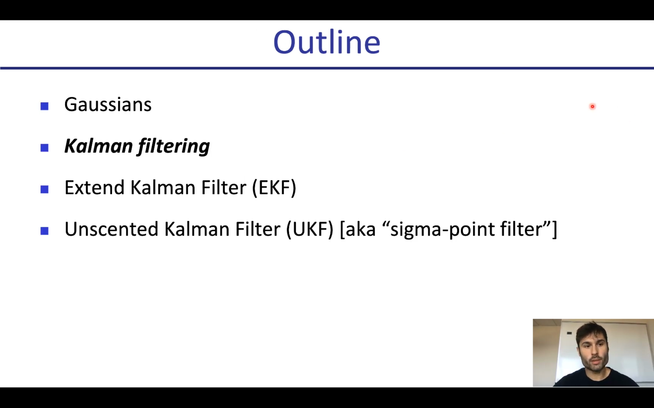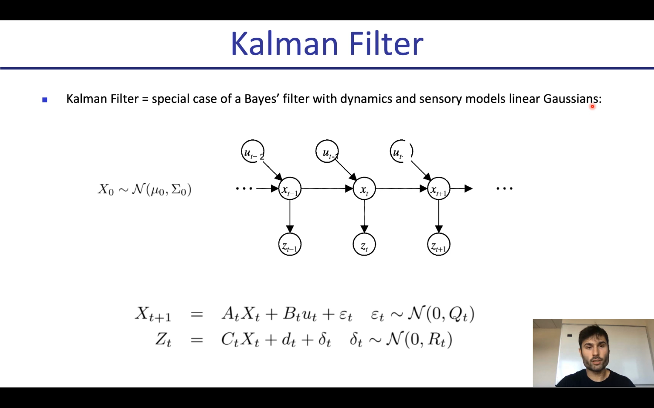Now we'll delve into the main part of this lecture: the Kalman filter. You can consider a Kalman filter as a special case of the Bayes rule, when the dynamics are linear and the measurements are also linear. If you start with a Gaussian variable and all the noise in the system is also Gaussian, then all the variables involved are Gaussians, and we can obtain algorithms that are much more efficient to filter and recover this state.